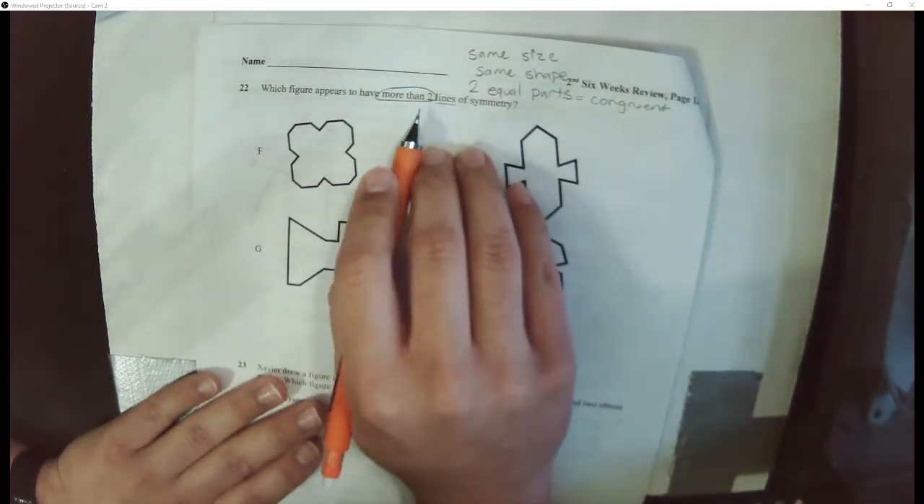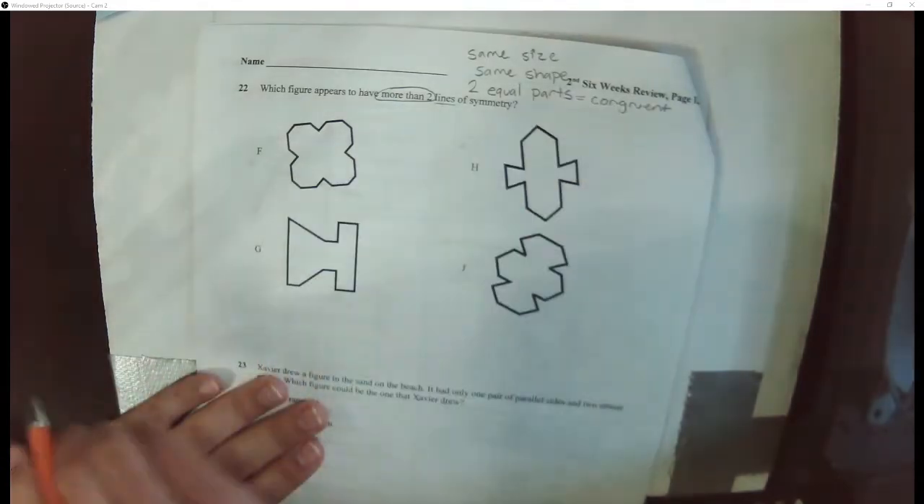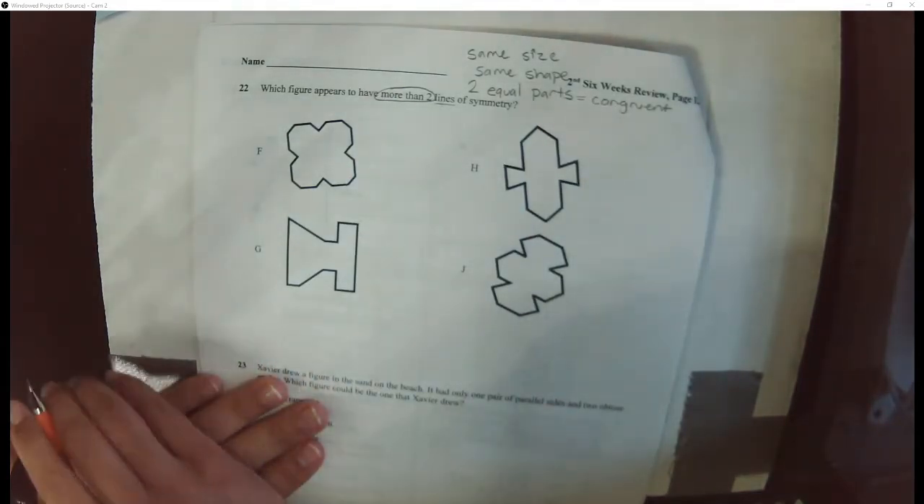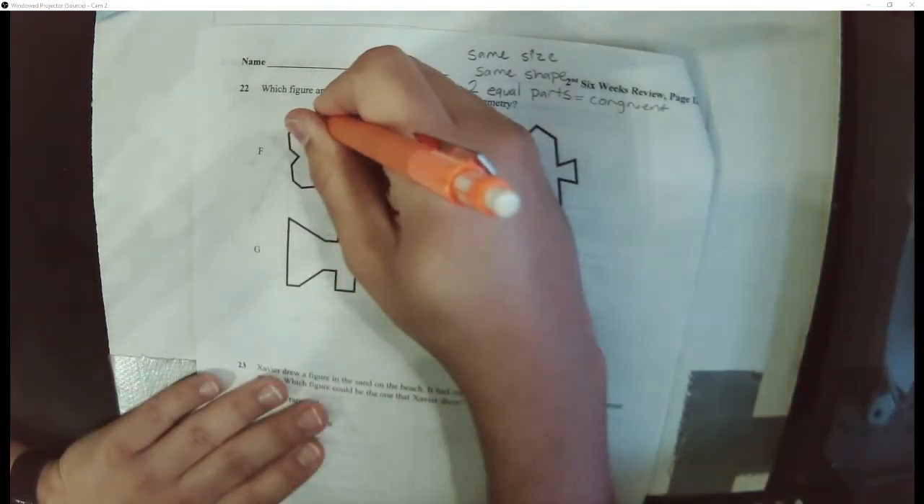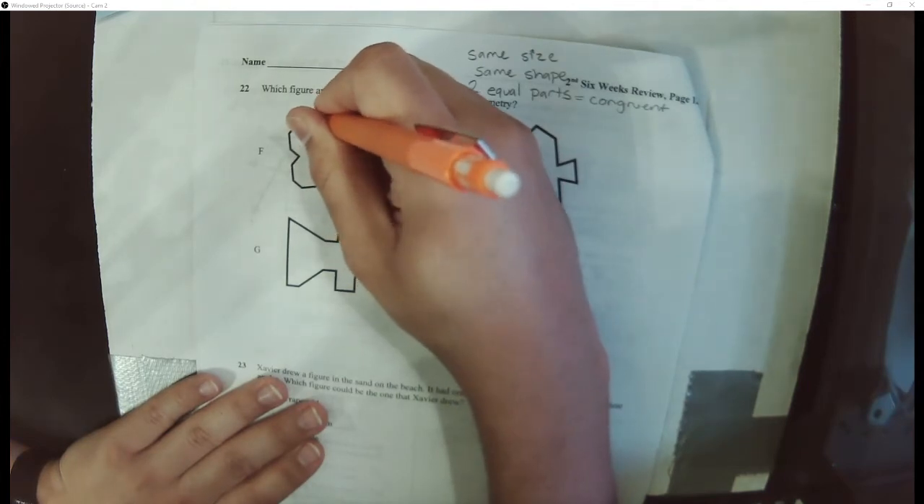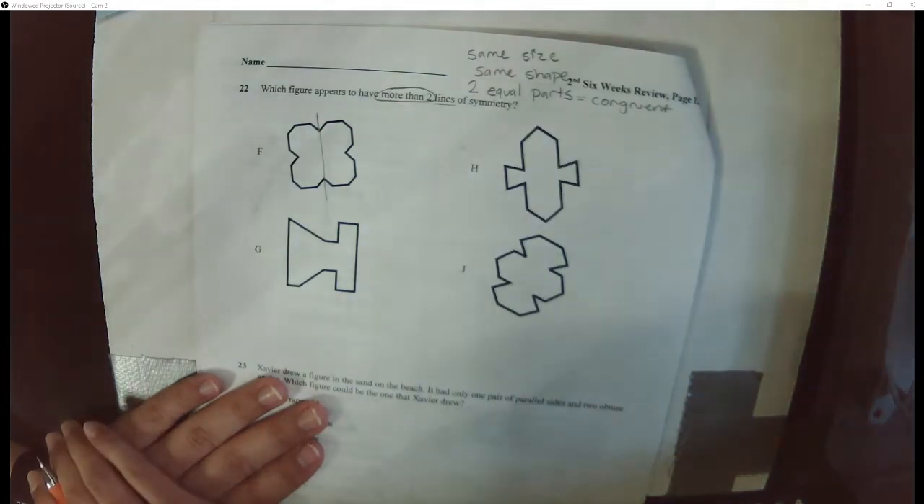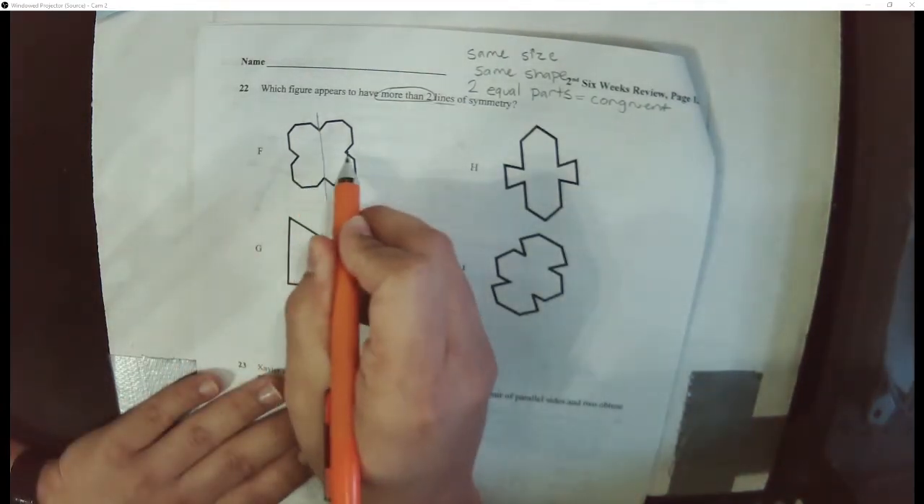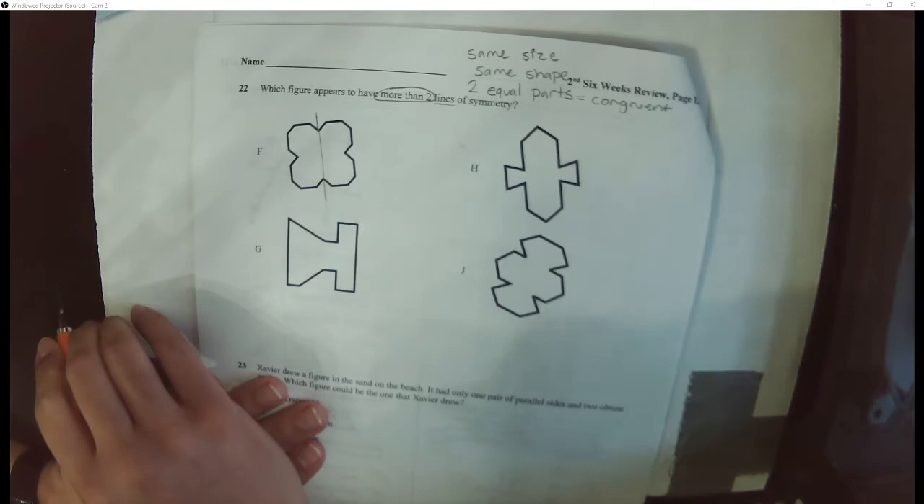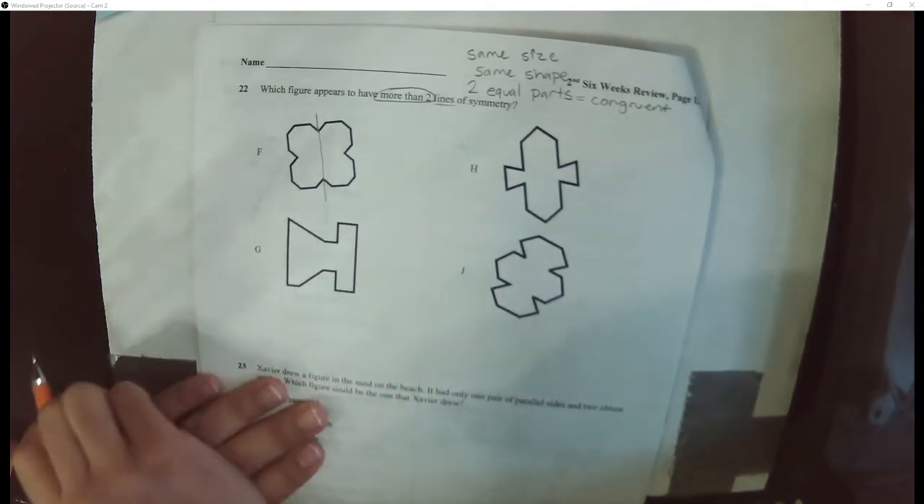So they want a figure that has more than two lines of symmetry, more than two ways that I could fold it and have equal parts. Answer choice F. I could have a line that goes vertically, just like that. And both sides would be equal. Kind of looks like a butterfly when I put the line there.